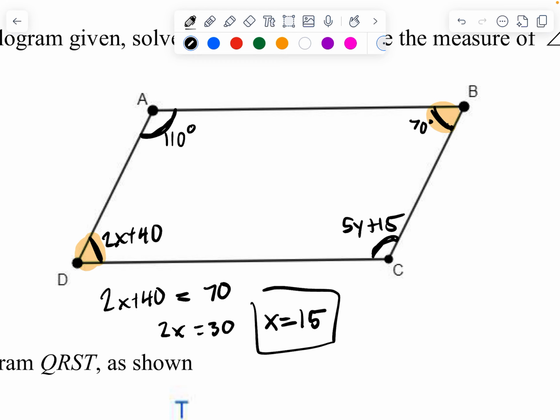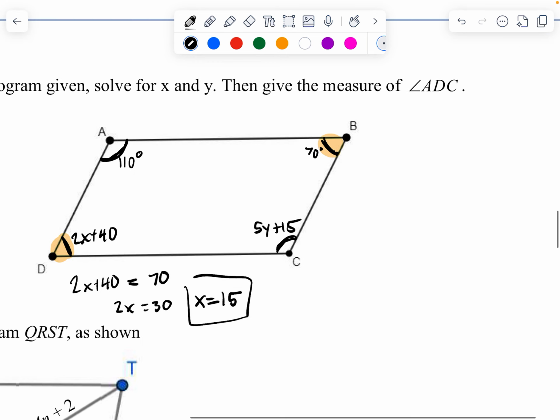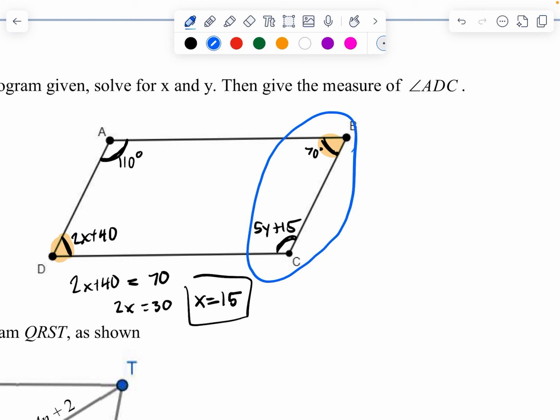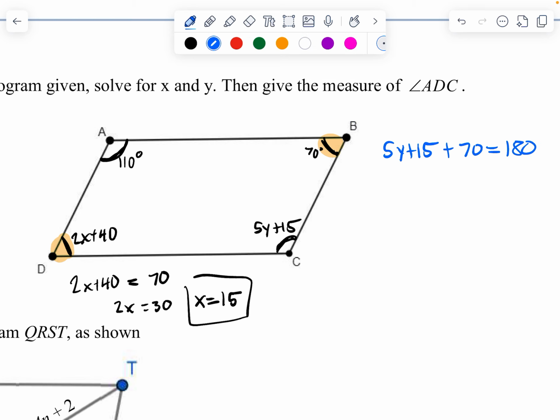There you go. Now our next one is solving for y. Now for this one, I'm going to use that adjacent angles are supplementary, meaning that 5y plus 15 plus our 70 must be supplementary, aka add up to 180. We could also use opposite angles are congruent. You will get the same answer either way. All right, so for this one, I'm going to combine my 2 numbers. So 5y plus 85 equals 180.